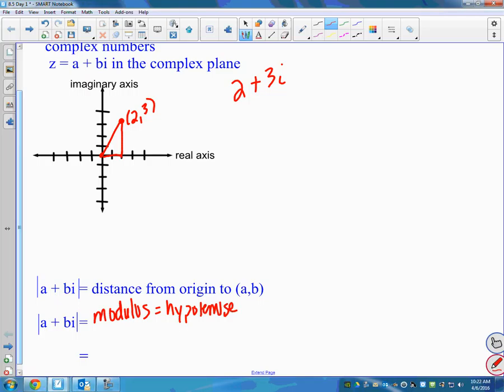Which means I'm just going to take the square root of, and again, if we're thinking x, y, and r, we would take the square root of x squared plus y squared, but we're going to call this the real part a and the imaginary part b. So that's the square root of a squared plus b squared.